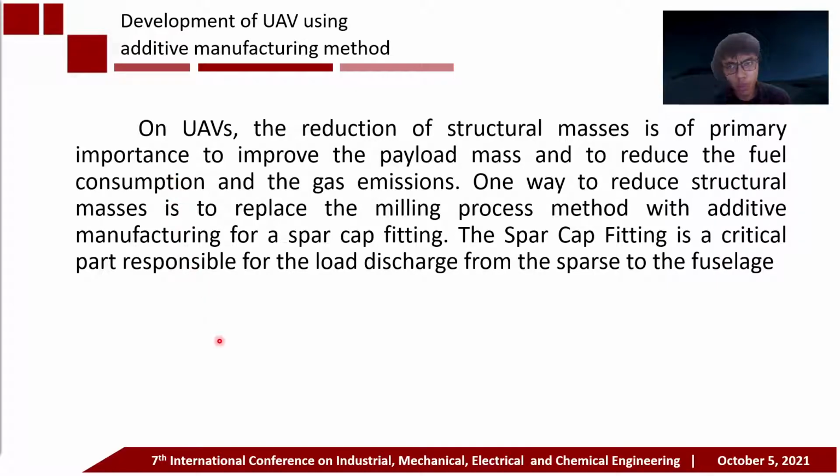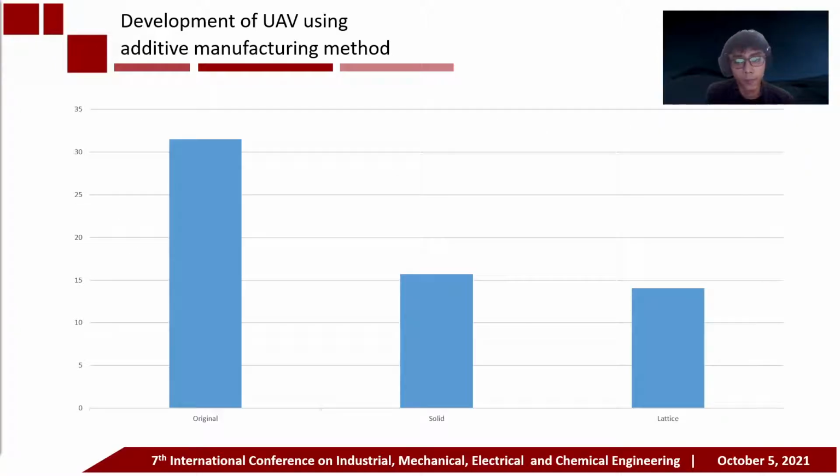Next, on a UAV, the reduction of structural mass is of primary importance to improve the payload mass and to reduce fuel consumption and gas emission. One way to reduce structural mass is to replace the milling process with additive manufacturing for a spark gap fitting. The spark gap fitting is a critical part responsible for the lightning discharge from the spark to the fuselage. In research conducted by Carlo Giovanni Ferro, an existing part has been reviewed, changing the manufacturing technology to see if there was some sort of convenience both from a structural and manufacturing point of view.